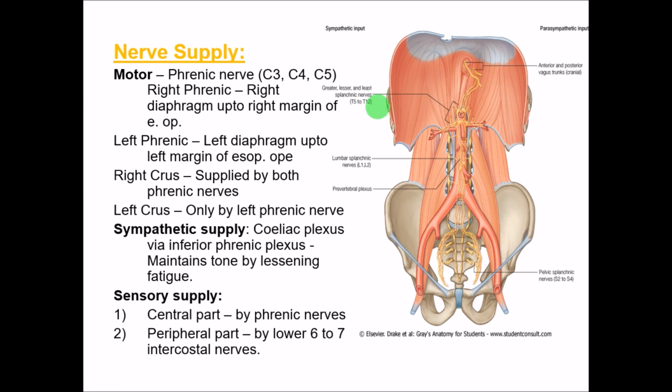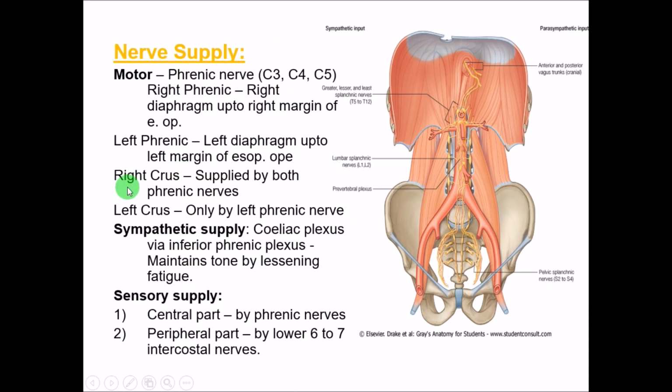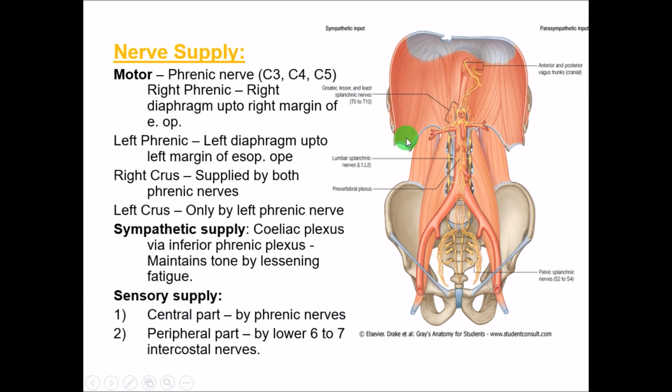Okay, the right crus is supplied by both the phrenic nerves. The right crus, as you have already seen. So this is the right crus because some of the fibers will be going on the left side. So that's why even the right crus is supplied by both the right phrenic and also the left phrenic. But the left crus is only supplied by the left phrenic because the left crus is totally on the left side, so it is mainly supplied by the left phrenic nerve.